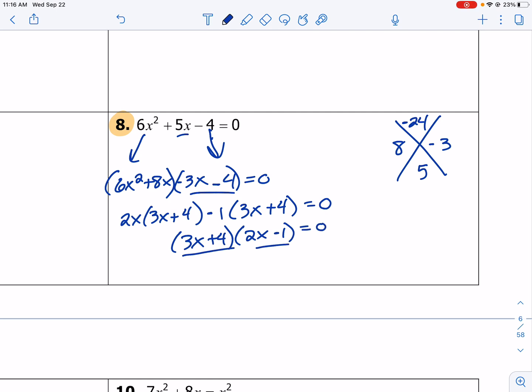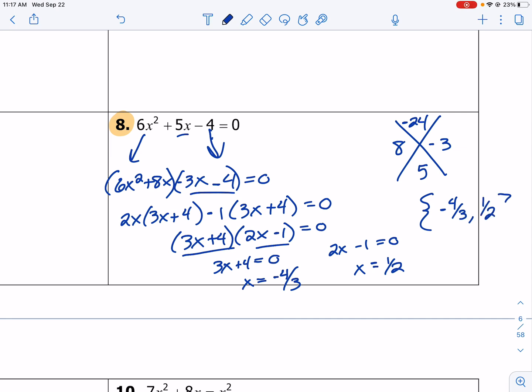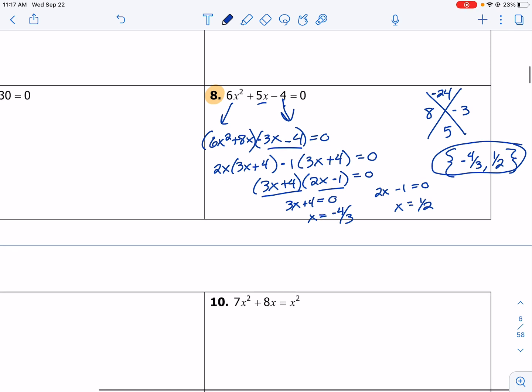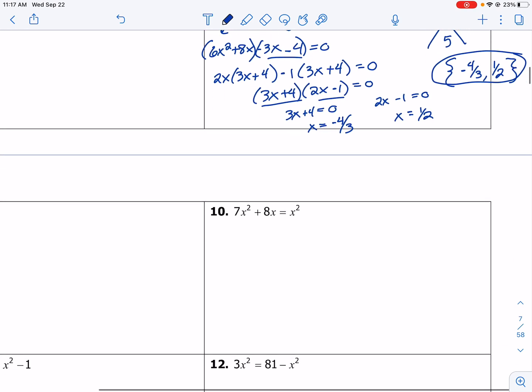Set these both equal to 0. We get x equals negative 4/3, subtract 4 over and divide by 3, and x equals positive 1/2. And then just write them in your brackets. Right? You could plug those in and check. You should get 0 in your equation. Or 0 equals 0. All right, last one.